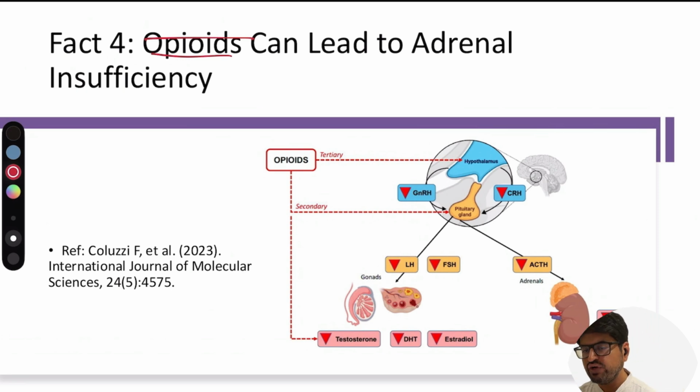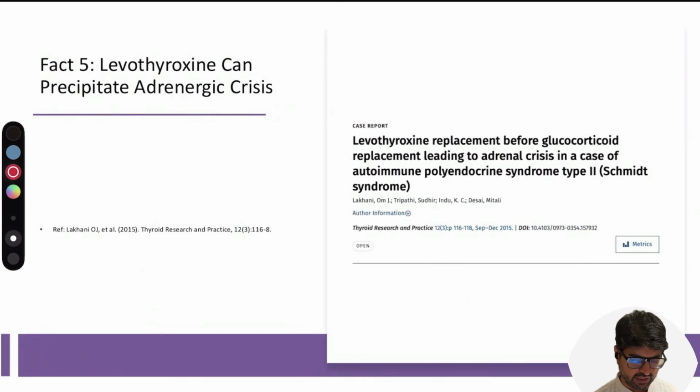Again, we had one patient with classical adrenal insufficiency because of opioids, right? It leads to tertiary adrenal insufficiency, so that's something you have to be aware about. This patient was classic. A lot of people missed out the diagnosis. We made the diagnosis, and the patient became better.